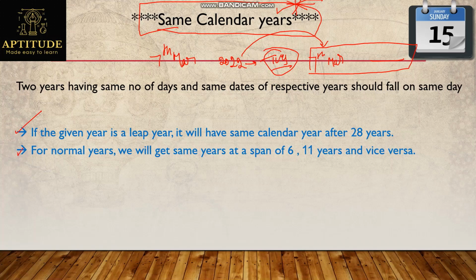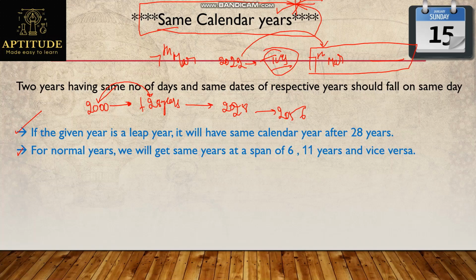The second shortcut might be varying. The first shortcut will be the same. If the asked year is a leap year, for example consider 2000, it is a leap year, either a century leap year or a normal leap year. If it is a leap year, the next same calendar year will come after 28 years, which means 2000 will be the same as 2028 and this will be the same as 2056. Like that, every 28 years the leap year calendar repeats as it is.